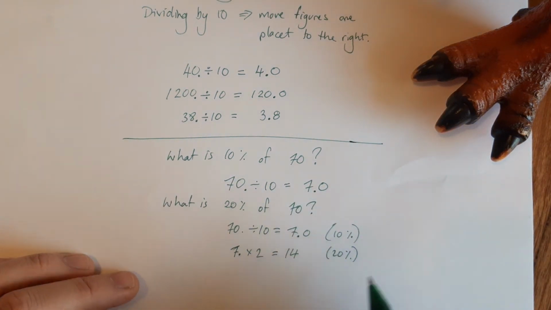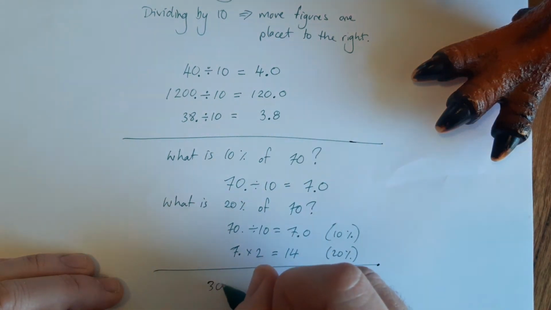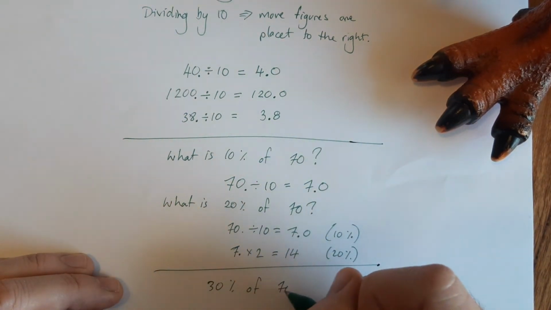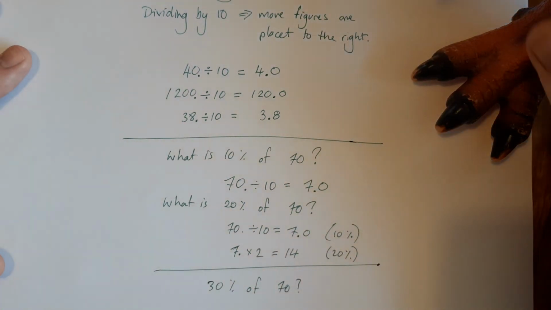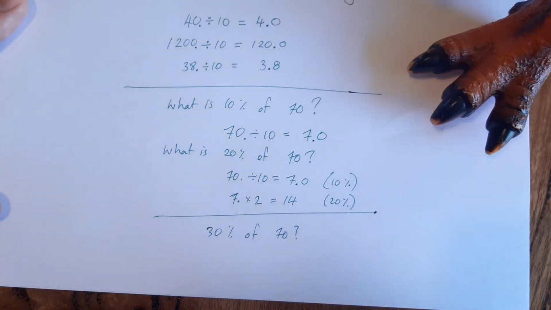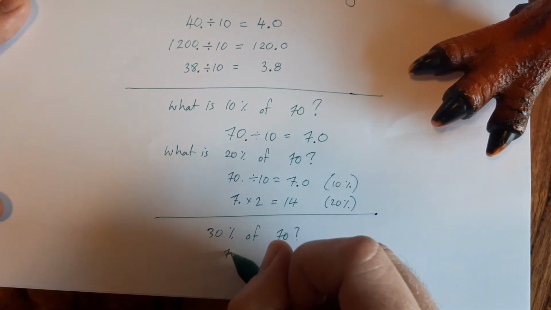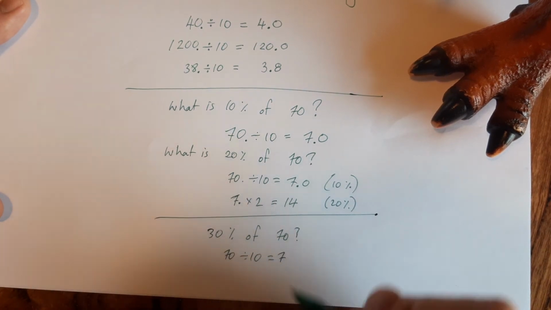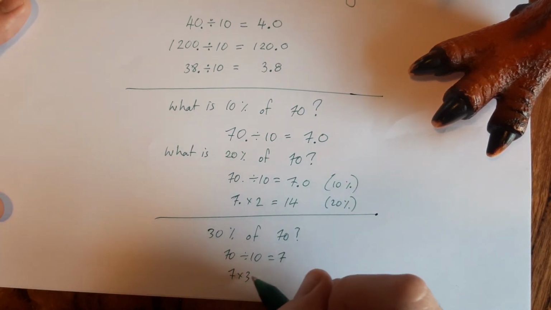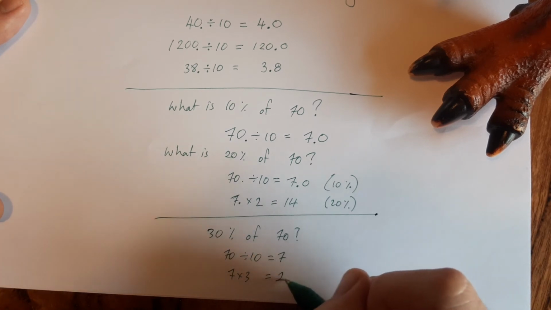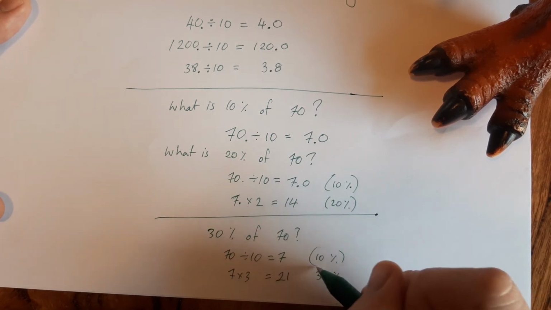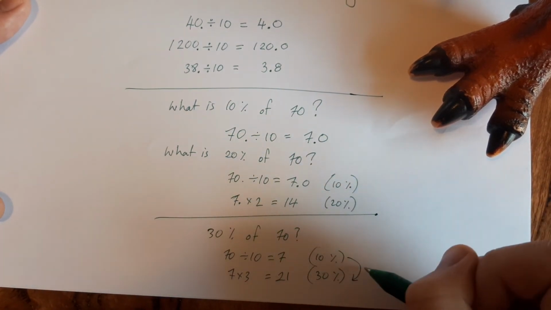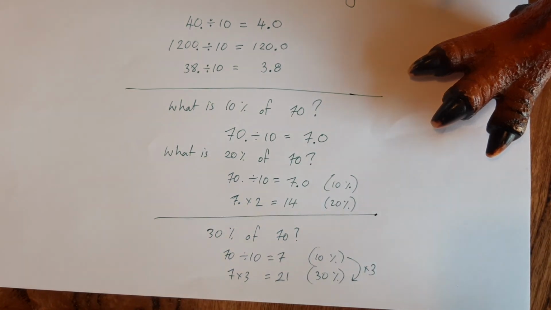So then, if I really wanted to, I could say 30% of 70 should be 10% times 3. So 70 divided by 10 is 7, and 7 times 3 gives me 21. So for 30%, you just times 10% by 3. And so you can figure out just about any percent based on 10%.